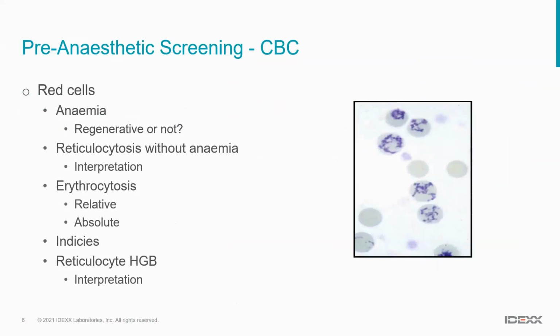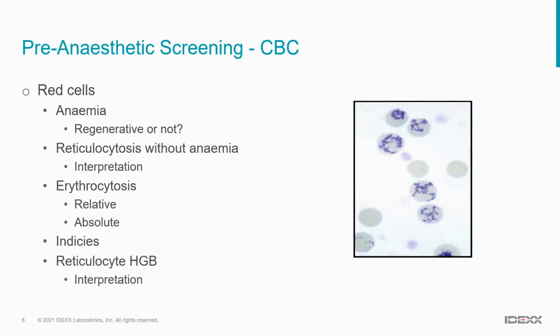So if we look at the red cells, the PCV can tell us if a patient's anemic or not, but it's not telling us if that anemia is regenerative or not. And that really makes a difference as to the cause and how we're going to undertake a diagnostic investigation on a patient. So if it's regenerative, we're looking at hemorrhage or hemolysis. If it's not regenerative, we're looking at bone marrow disease. And as I say, it's going to make a difference as to how we investigate that patient further.